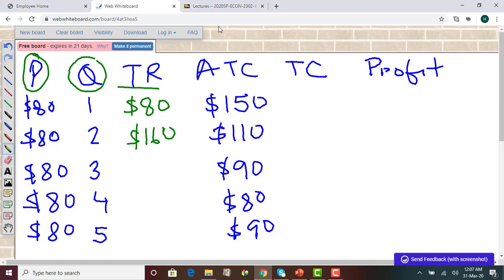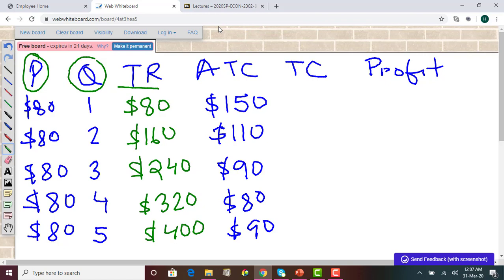In this case, it will be 240, 80 times 3. In this case, it will be 320, 80 times 4. And in this case, it will be 400, 80 times 5. Okay, now we know the total revenue. Then we calculate the total cost.